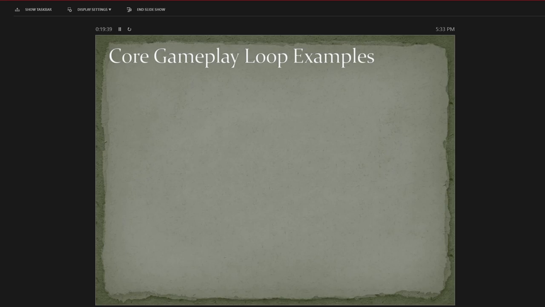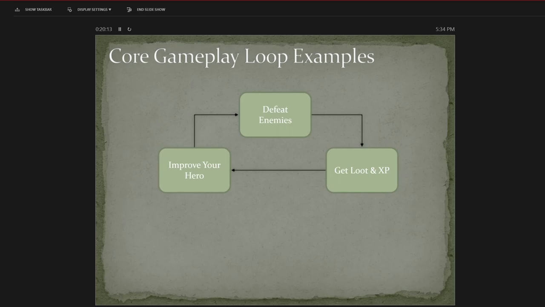The reason that the core gameplay loop is so important is because it's the first expression of what your game is supposed to be. And in any design document, the core gameplay loop is almost always the second thing that you're putting into the document to express the game to others, the first being a one paragraph description of generally the vision of the game. This core gameplay loop starts with defeating enemies. So we've got a combat system. To get loot and XP, so we've got XP and some sort of economy system. To improve your hero, there's our leveling system, which was implied by the XP.